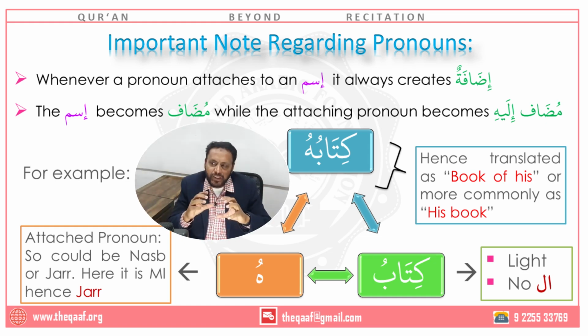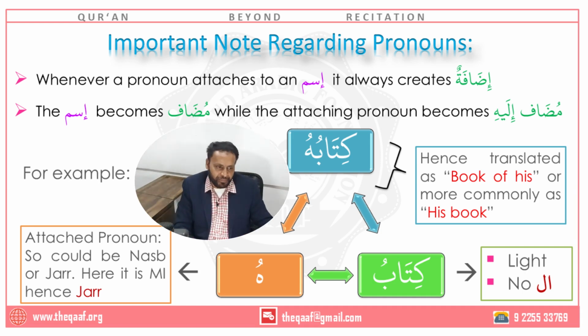Every time you see a pronoun attaching to an ism, like the example I just gave you, Rabbuhu, Rab is an ism, I attach hu, it always creates idafa. It's always interpreted as mudaf, mudaf ilay. The ism to which the pronoun attaches becomes mudaf, and the pronoun itself becomes mudaf ilay. The pronoun itself becomes mudaf ilay. Every time you see an ism with a pronoun attached, translate it as idafa. Every time.